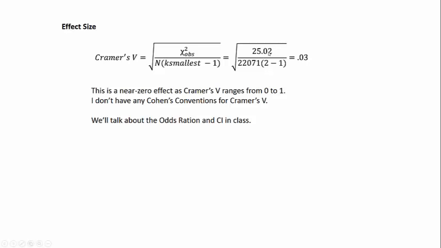It's 25.02 divided by 22071 times 1, and take the square root of that, and you're only going to get 0.03. So this is a near zero effect, as Cramer's V ranges from only 0 to 1. I don't have any Cohen's conventions for Cramer's V, but this is obviously a very small effect size. So if the aspirin is working in the population, it doesn't appear to be a very large effect, at least using Cramer's V.